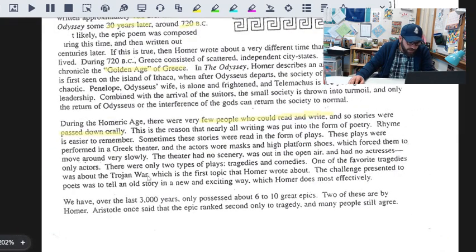One of my favorite tragedies. We've also got a few other things about that time of the story. These plays were performed in Greek theaters. Actors wore masks, platform shoes so they could be seen, out in the open air. There were no actresses, only actors playing all of the parts. And there were only two types of plays, tragedies and comedies. Those were like the original genres.